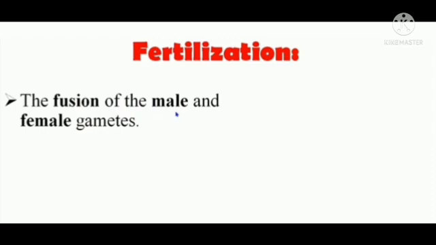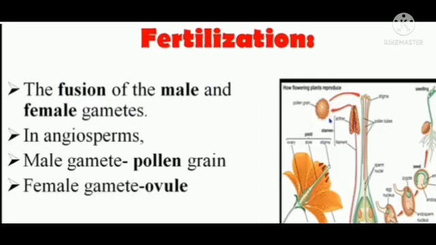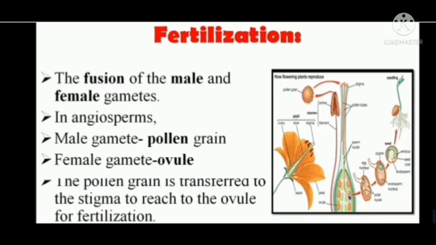Successful pollination is followed by fertilization. And what is fertilization? It is the fusion of a male gamete with a female gamete. In angiosperms, that is your flowering plants, the male gamete comes from the pollen grains and the female gamete is in the ovule, right? The pollen grain is transferred to the stigma to reach the ovule for fertilization.